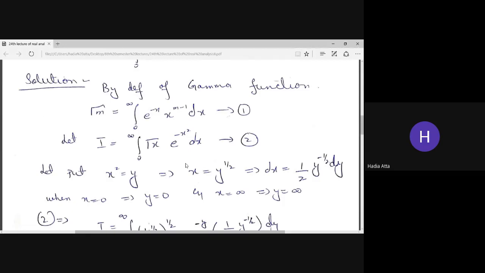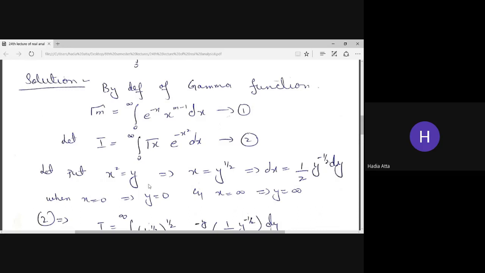So what do we have to substitute? Again you can see that in the question we have e raised to the power minus x square, and in the formula we have e raised to the power minus x. So you have to substitute that x square with another variable, and that is y. So we suppose that x square is equal to y. It implies that x is equal to y raised to the power 1 by 2. If we differentiate that, you will get dx is equal to 1 by 2 y raised to the power minus 1 by 2 dy. Okay.